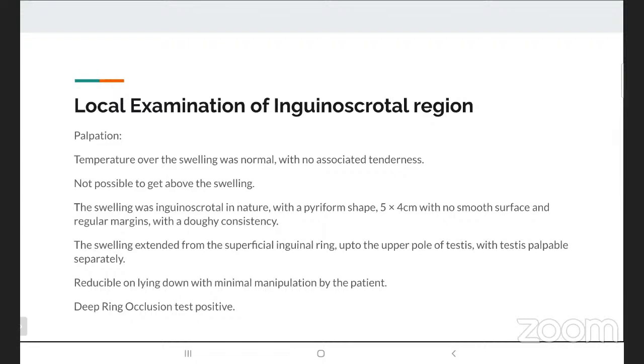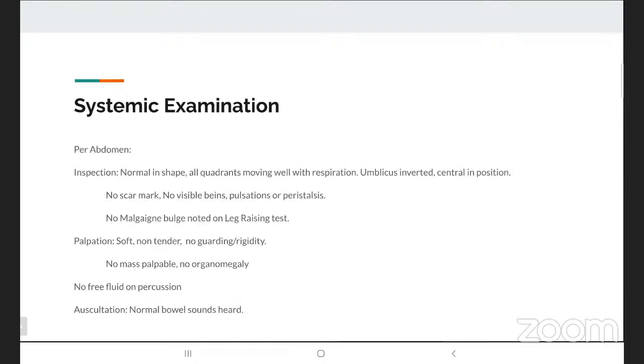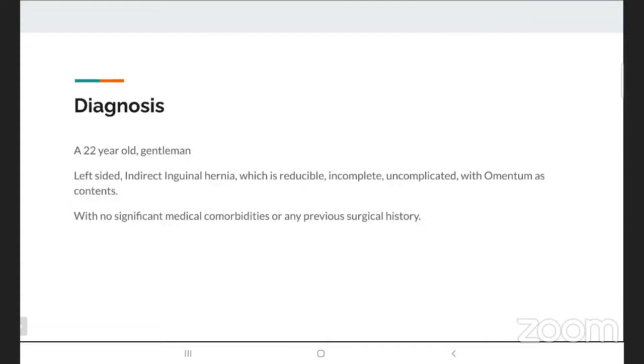So what is your final diagnosis? My final diagnosis is a 22-year-old male with a left-sided indirect inguinal hernia, which is reducible, incomplete, uncomplicated, with omentum as its contents. So how will you proceed? Sir, I will first proceed with the basic investigations, the PAC investigations. I'll get a CBC, LFT, KFT, serum electrolytes, chest X-ray, INR, and ECG. I'll do a routine workup and post the patient for elective surgery, an open Lichtenstein tension-free mesh hernioplasty.